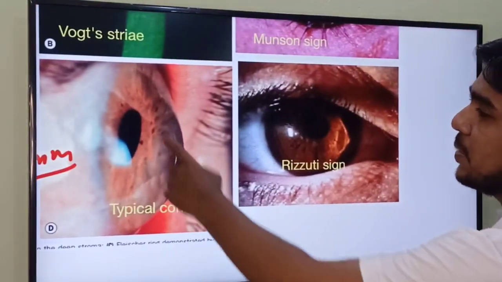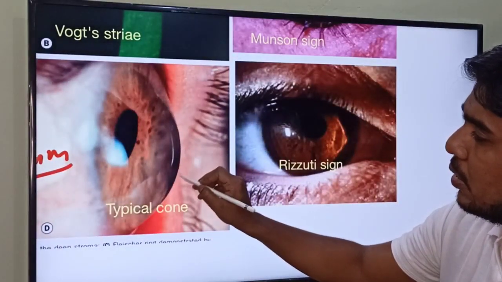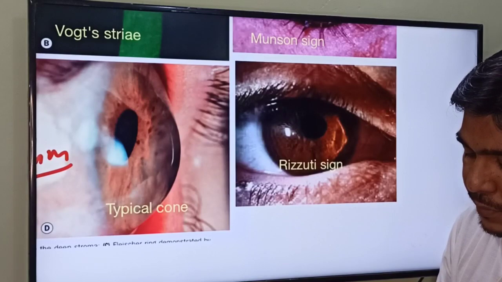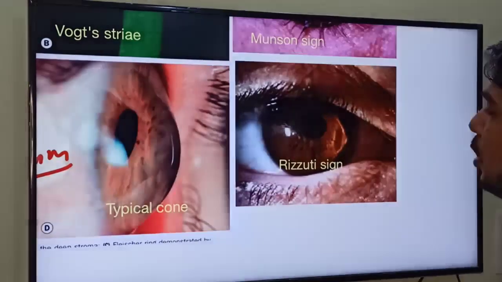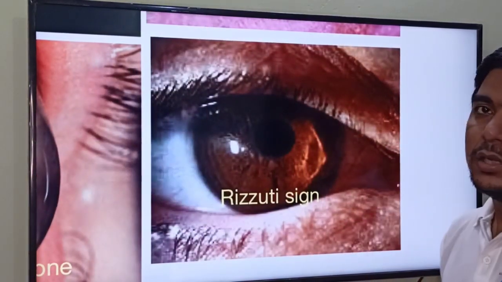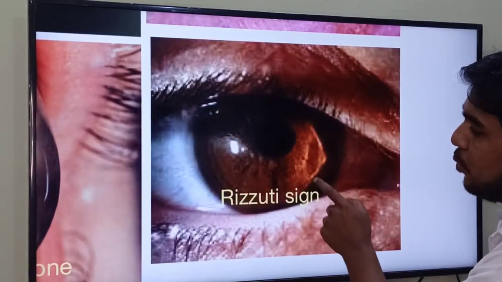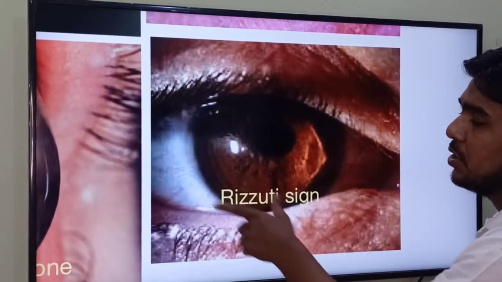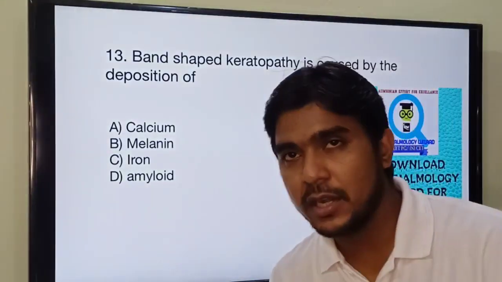Now what is this? This is the typical cone. See, the typical cone is not here but here, and the thinning area is here. Now coming to this sign: when you use the slit lamp and illuminate obliquely, you will find this type of reflection on the other side. This is called the Rizzuti sign. So remember all these signs are very important. Coming to the 13th question.